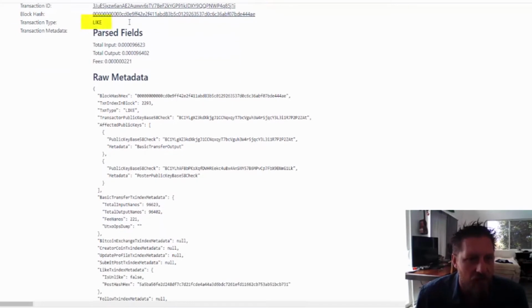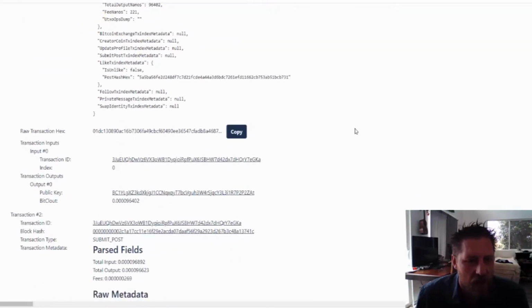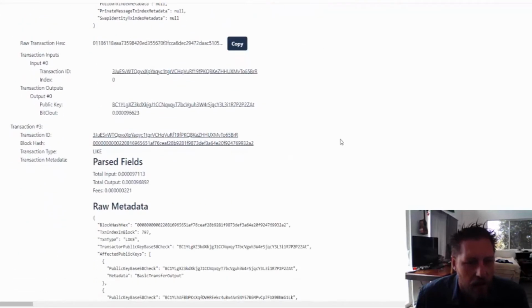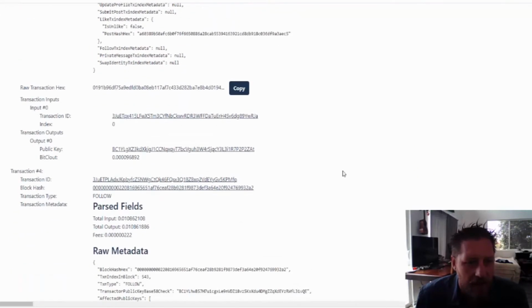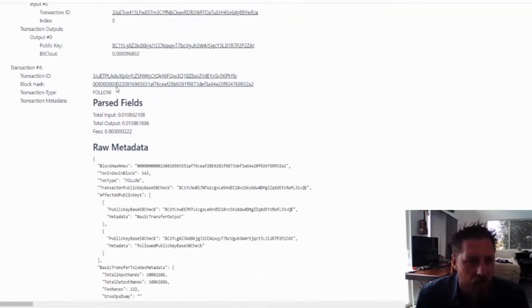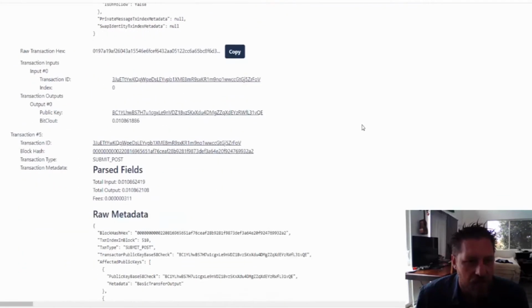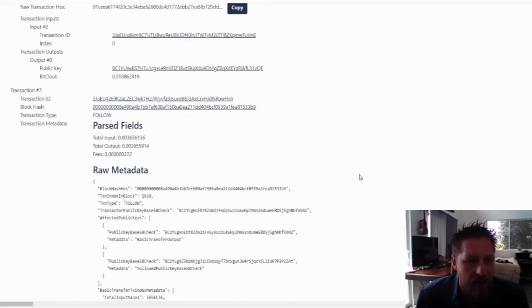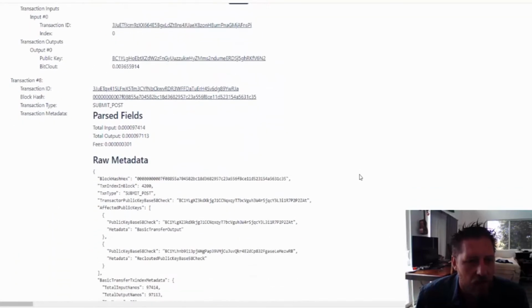As you can see right here from the transaction type. I'm going to skip that because we get a little more information when we finally get here: a submit post, another like, and a follow. You can see we're checking out all these different transaction types. Submit post. Pretty soon we'll get to a coin one. Here's another like, follow. Boy, submit post.